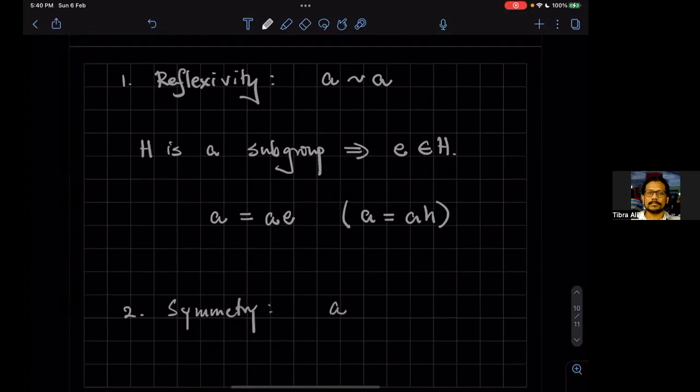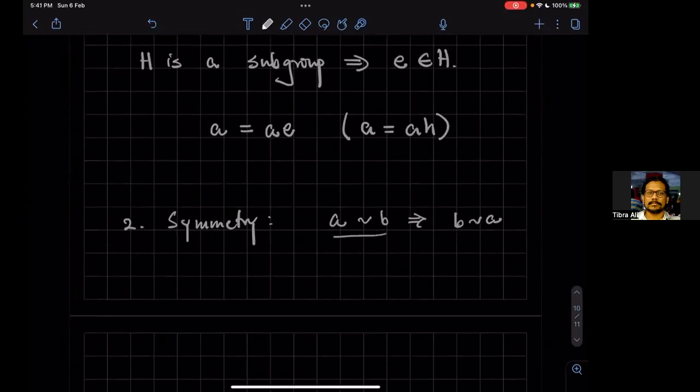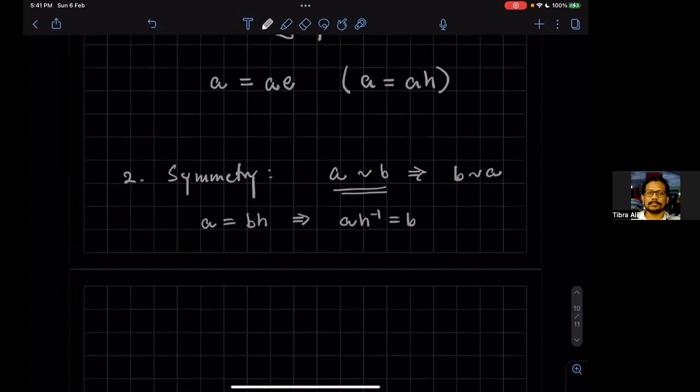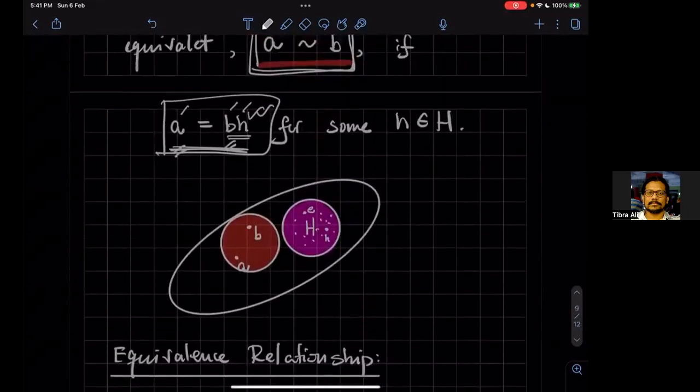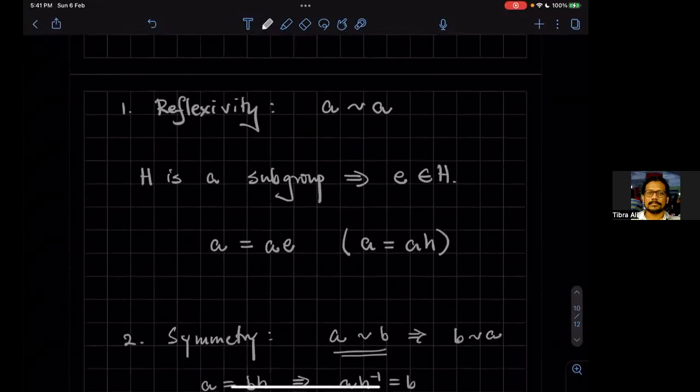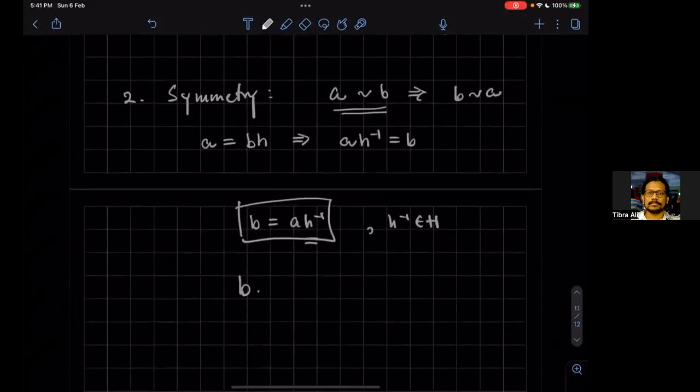If A is equivalent to B, then that implies that B is equivalent to A. So since A is equivalent to B, we can write A equals BH. But then we can write BH inverse equal to B, or B is equal to AH inverse. But H inverse is an element of H. So this thing has the same structure as this equation, right? So that means that B is equivalent to A. Okay, so symmetry is proved.